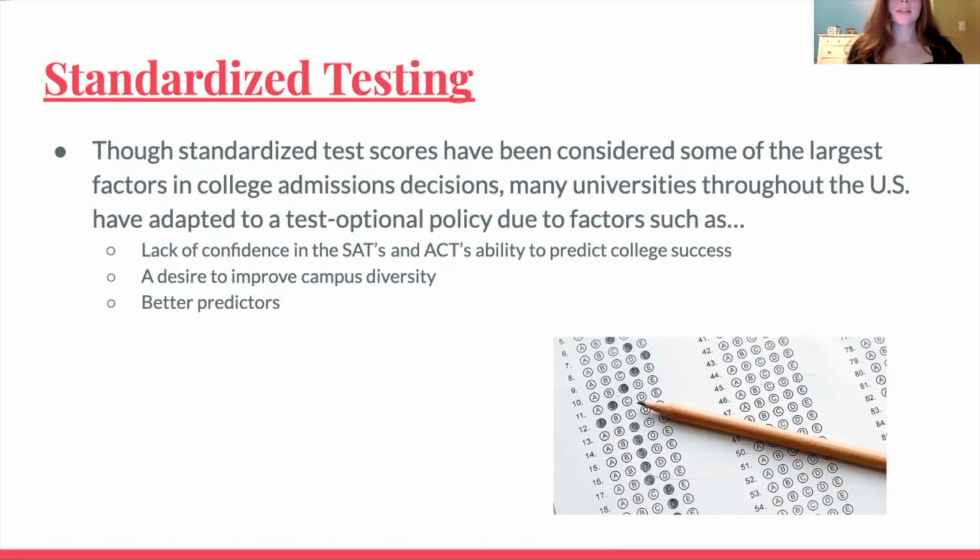For years, standardized test scores have been some of the largest factors considered in the admissions process, but many schools have adapted to a test optional policy. This is because colleges have a lack of confidence in the SAT's and ACT's ability to predict college success. Schools have a desire to improve campus diversity as well and want to be able to include students who may just not be the best test takers. And there are ultimately better predictors of success.